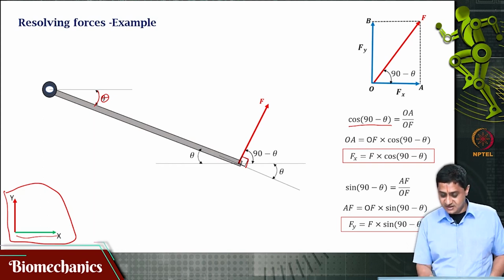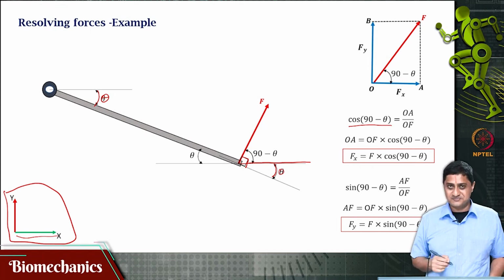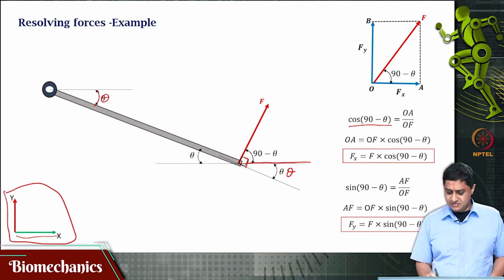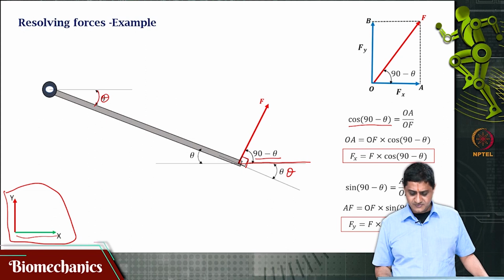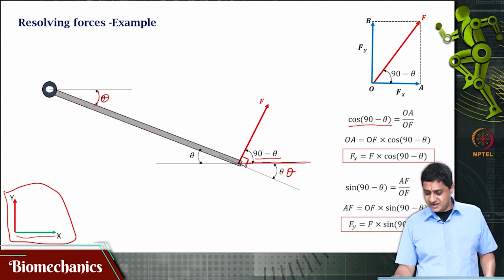Because of this reason, this angle happens to be theta. Why is that? This is alternate angles. Because this angle happens to be theta, and the total angle is 90 degrees, this angle becomes 90 minus theta. Okay. So, Fx then is F times cos of 90 minus theta.